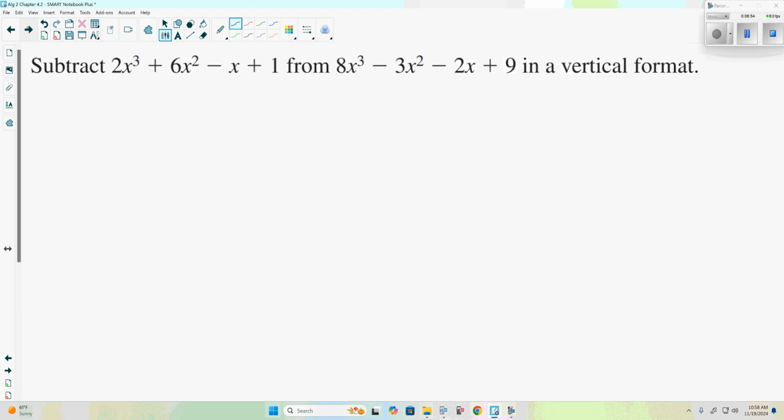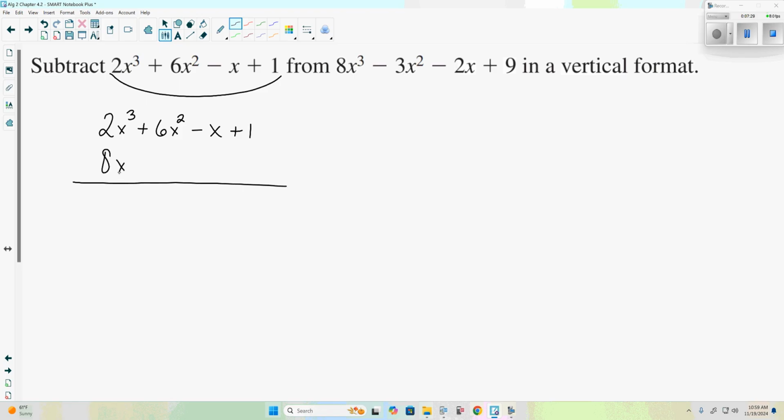We're going to subtract vertically first. So when we subtract vertically, we pick whichever one they told us is first. So here 2x cubed plus 6x squared minus x plus 1. And again, if there's a gap, if they didn't have the x squared term, we'll leave a space. If it doesn't have the x term, we leave a space. Because again, the reason we're leaving spaces is so that our like terms line up, so we're not having this misalignment occurring. On bottom, we'll have the second one, our 8x cubed minus 3x squared minus 2x plus 9.